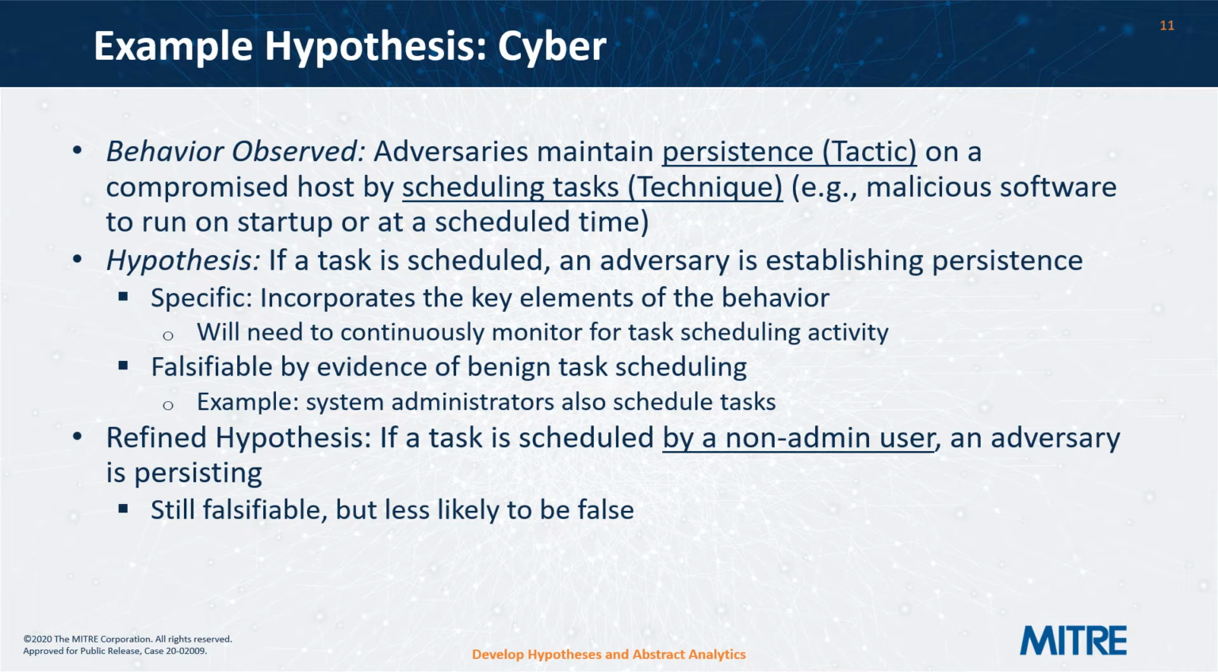This is getting more specific, but is still falsifiable, and it's less likely to generate false positives. Note that we've improved the precision with this refinement, but it's probably going to be at the cost of recall, since any adversary task scheduling that uses admin credentials will now be missed by this hypothesis. And this is a good example of the tension between precision and recall that we've talked about.